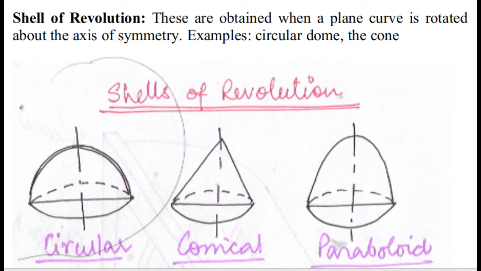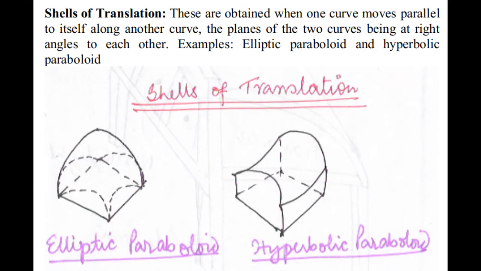Shells of revolution are obtained when a plane curve is rotated about the axis of symmetry. So here I have shown you three examples. One is a circular dome, another is the conical dome and another is the paraboloid. So these are the shells of revolution. Next is the shells of translation.